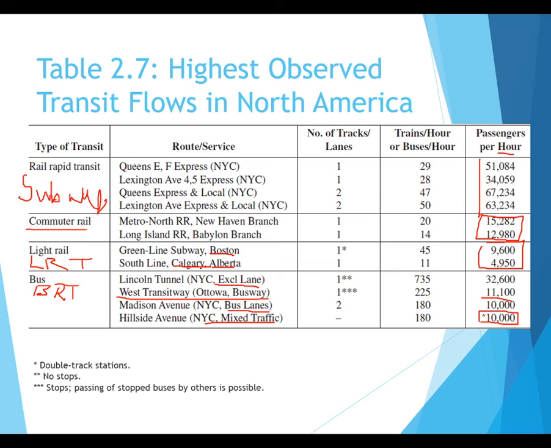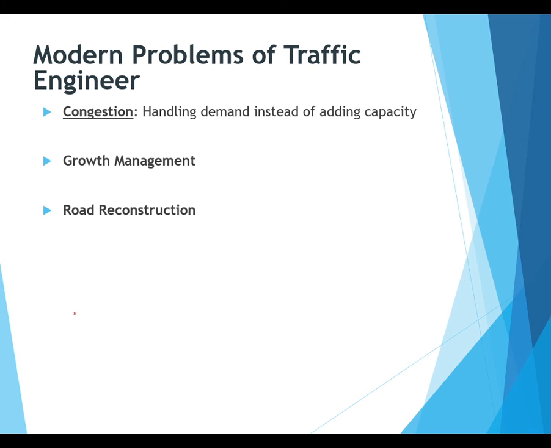Still, we can have a whole network with that, so we can have thousands of passengers per hour. However, this is the less efficient type of public transportation, but still it's very accessible, serves neighborhoods. And these are the different public transportation modes in the United States or in North America.